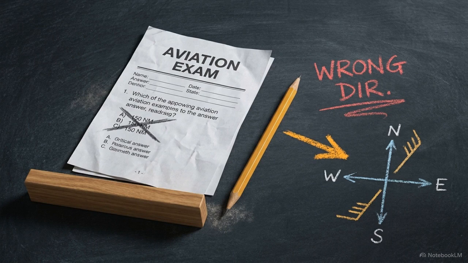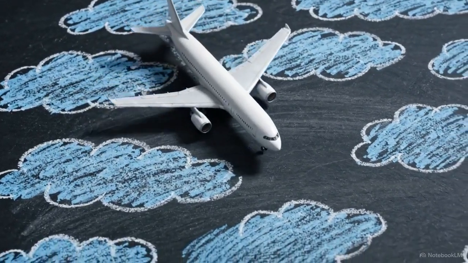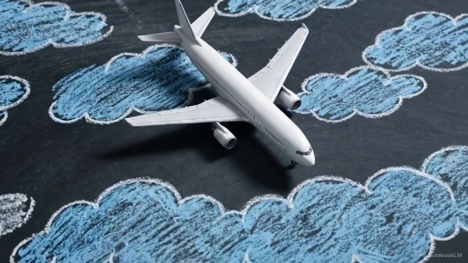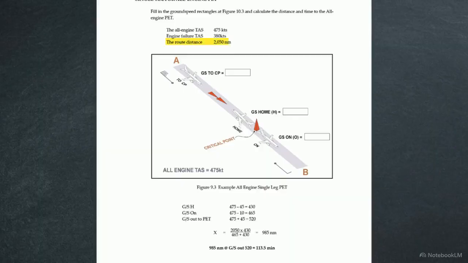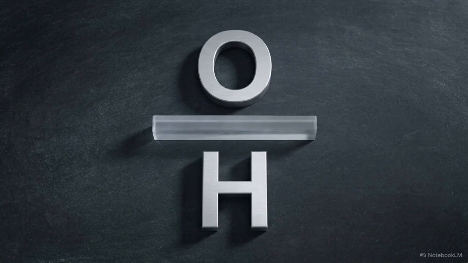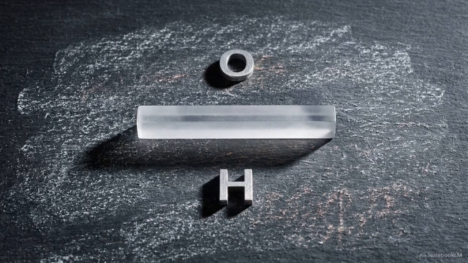If an engine fails, the aircraft must descend to a lower stabilizing altitude. At these lower levels, the true airspeed drops drastically. On this 2,050 nautical mile route, dropping the true airspeed from 475 knots down to 380 knots shifts the critical point by only 11 miles. Why does losing nearly 100 knots of airspeed result in such a small geographic shift? The location of the PET is controlled by the ratio of ground speed onward to ground speed home. When an engine fails, both absolute speeds drop, but their ratio to each other remains relatively stable.